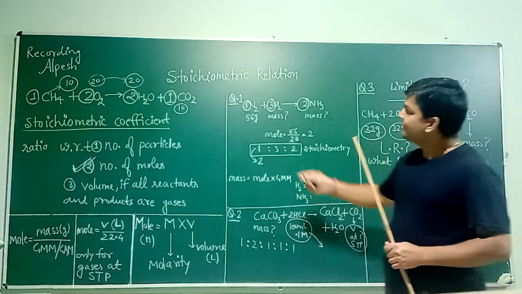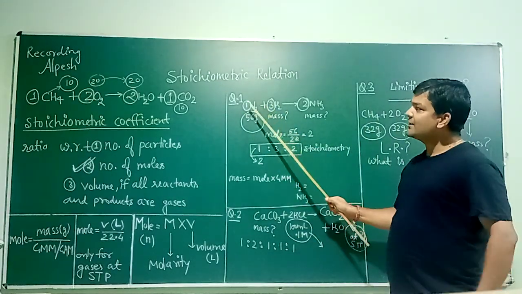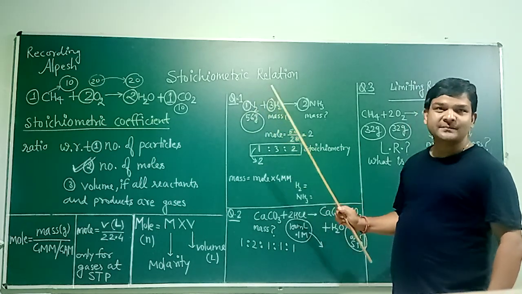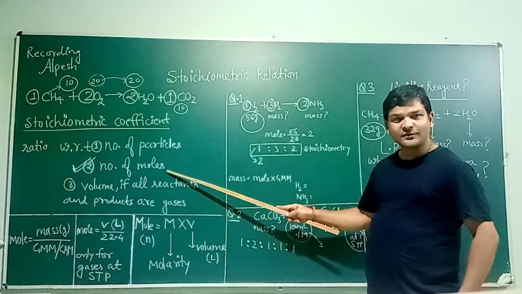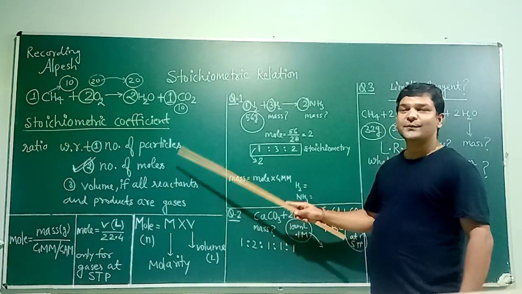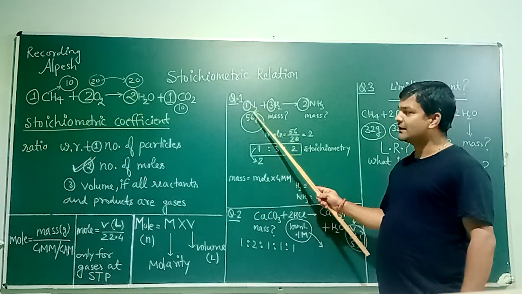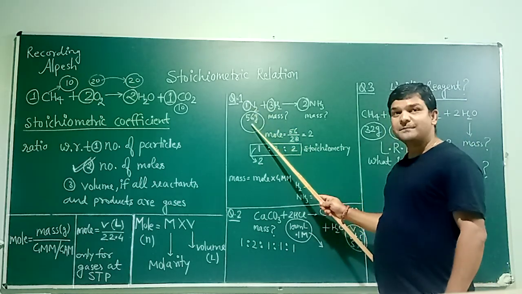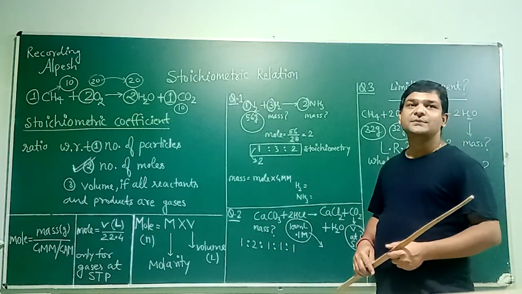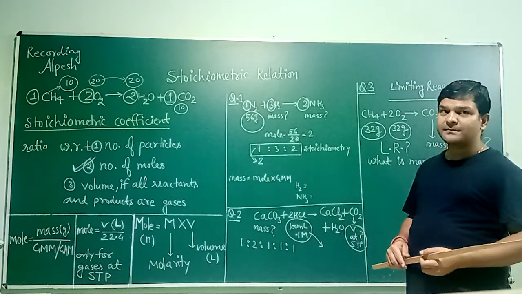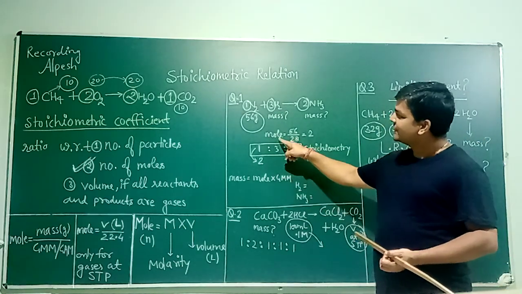Now you are given 56 gram of nitrogen, and I told you that they are not the ratio of their mass, they are the ratio of their moles. You need to calculate the number of moles to do this type of question. So first calculate moles of nitrogen, and because you are given the mass of nitrogen, you can use the formula: mole equals mass upon gram molecular mass.